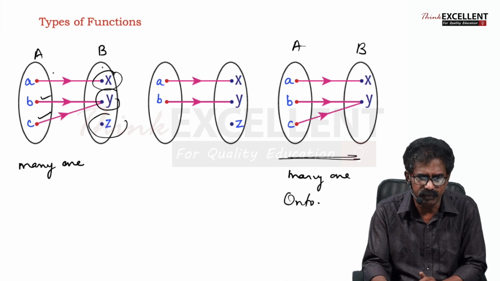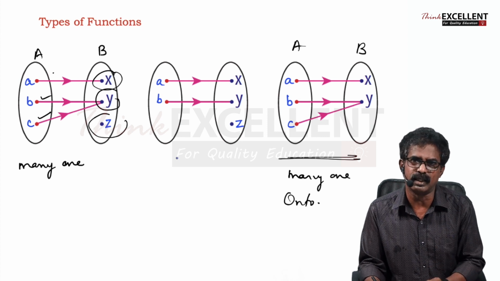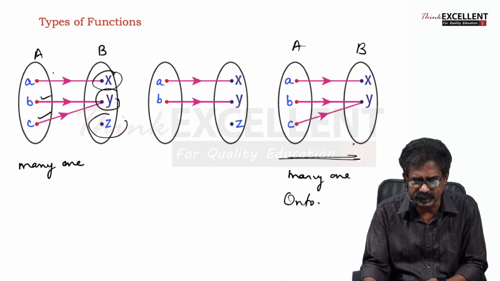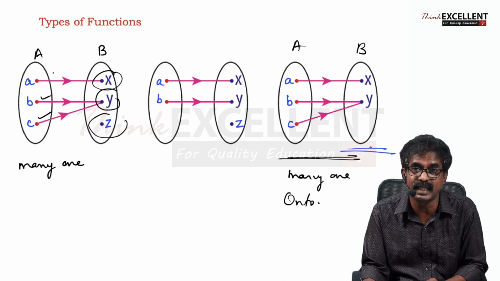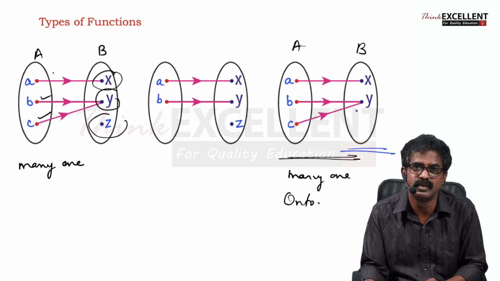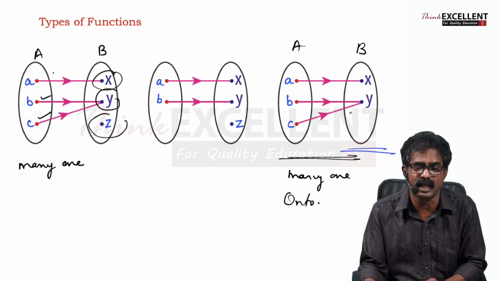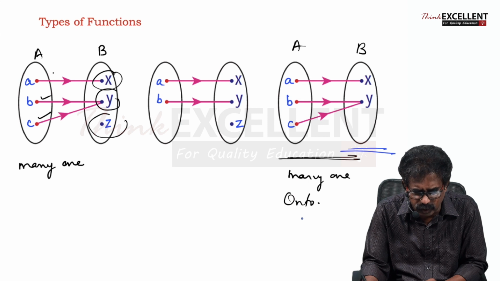Onto function. If you are not thorough, sir, and not able to identify onto, there is a little easy method to remember. You see the second set. How many elements are left out? Don't say no. You should say the number. How many elements are left out? 0 elements.